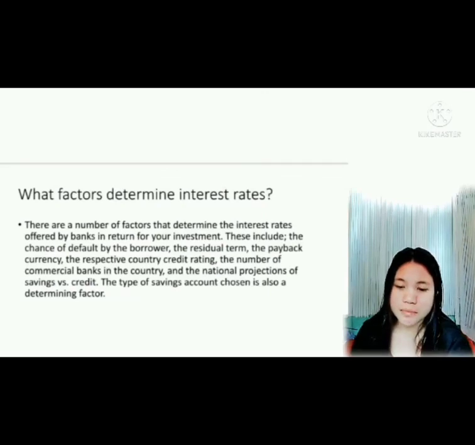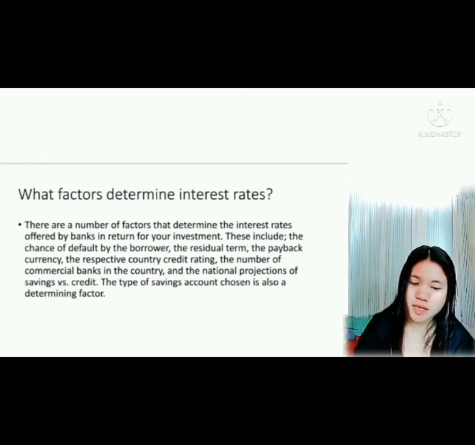What factors determine the interest rate? There are a number of factors that determine the interest rate offered by banks in return for your investment. These include the chance of default by the borrower, the residual term, the payback currency, the respective country's credit rating, the number of commercial banks in the country, and the national projection of savings versus credit. The type of savings account chosen is also a determining factor.